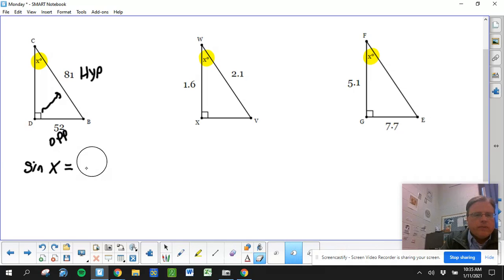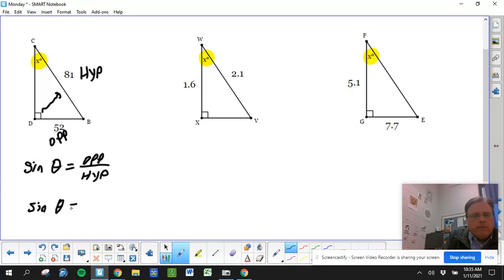Let's back up. Let me show the actual formula, and then we'll fill it in. That's the formula: opposite over hypotenuse. And so we put in 52 over 81. You've done each of these problems. It's just now you have to make a choice at the beginning of the problem. So if the side is opposite and you have a hypotenuse, then that's sine.